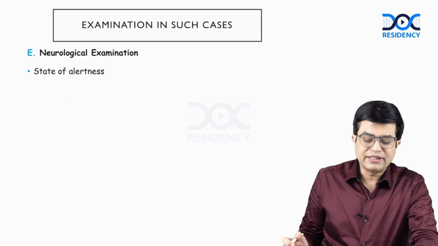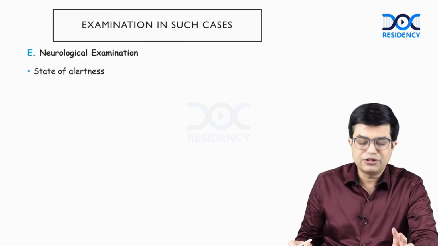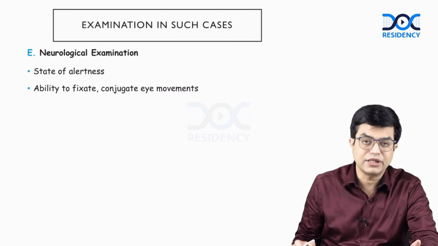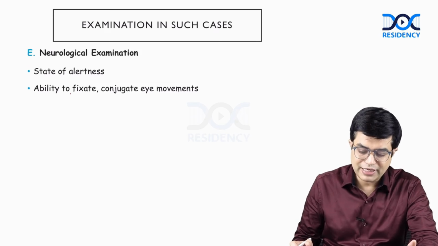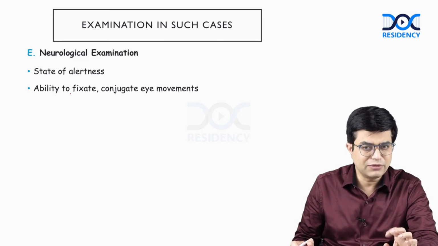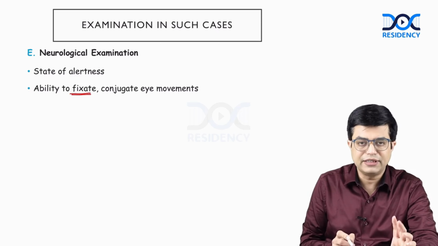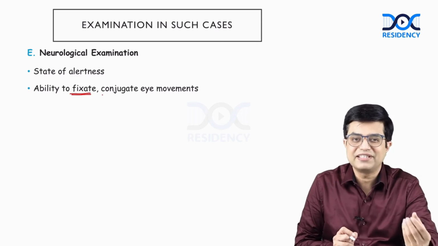Coming to neurological examination. Now in neurological examination, first of all, you will comment upon the state of alertness in the child, how alert the child is. Then you will tell about the ability to fixate, whether the child is able to fixate or not. And see, in a newborn, if he is unable to fixate, that can be normally present in a day 1 child also, right?